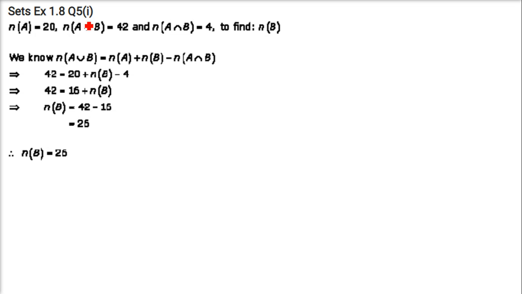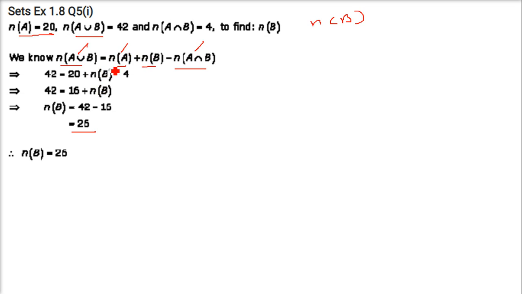Next one is, let A and B be two sets such that n(A) is given as 20, n(A union B) is 42 and n(A intersection B) is 4. We have to find n(B) first. So how will this n(B) be found? We have the direct formula: n(A union B) equal to n(A) plus n(B) minus n(A intersection B). This is 42, this is 20, and this is 4. So we just find out n(B). That is going to be 42 minus 20 plus 4. It is 26.